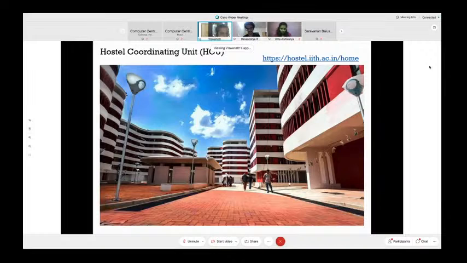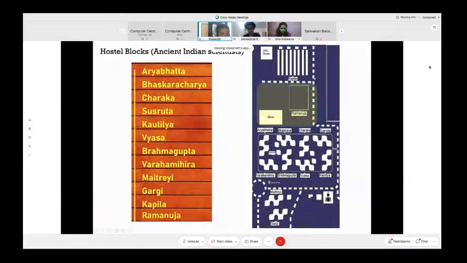This is a screenshot of the hostel unit, and you can go to hostel.iith.ac.in for any information regarding the hostel. If I'm not able to cover it, all the information is also provided there, or else there are email IDs of the hostel. You can email us your queries. Currently we have 12 hostels: Aryabhatta, Bhaskara, Charaka, Susruta, Kautilya, Vyasa, Brahmagupta, Varahamihira, Maitreyi and Gargi. These hostels, as you can see, are located in the center. They are single occupant. These 8 hostels are for the boys. Maitreyi and Gargi are the girls' hostels. Kapila is mostly for the project staff.